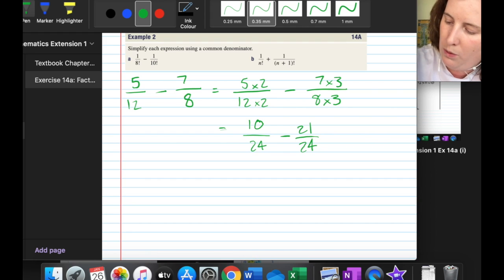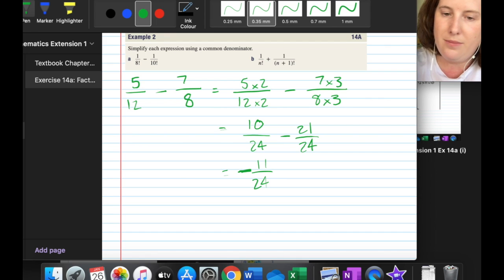Did not think this through. Negative 11 over 24. That negative hardly showed up. There we go. It's that easy. Okay, these, same principle.